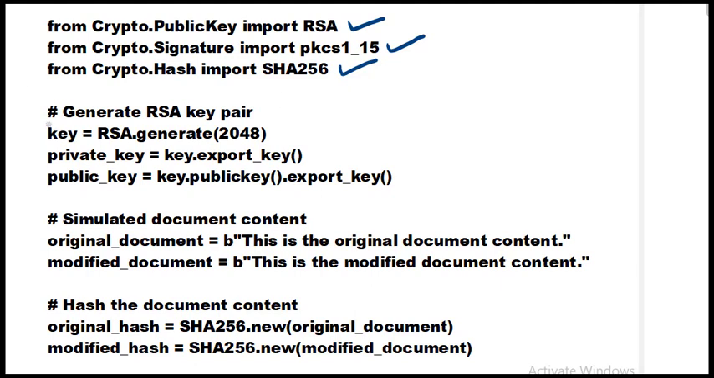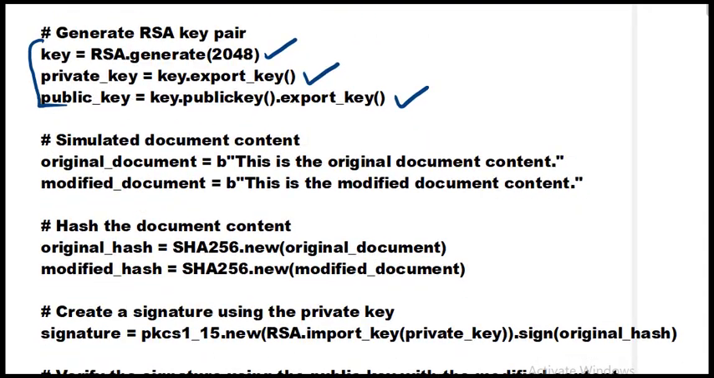These lines generate an RSA key pair with a key length of 2048 bits. Private_key holds the private key in PEM format. Public_key holds the public key in PEM format. Original_document holds the original content of the document. Modified_document holds the modified content of the document.